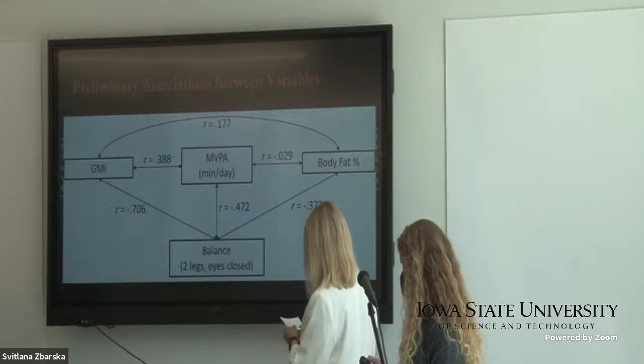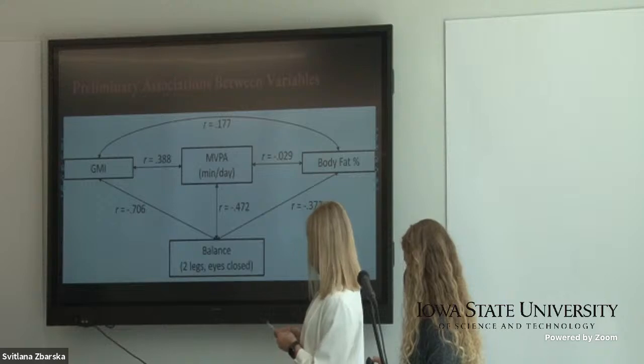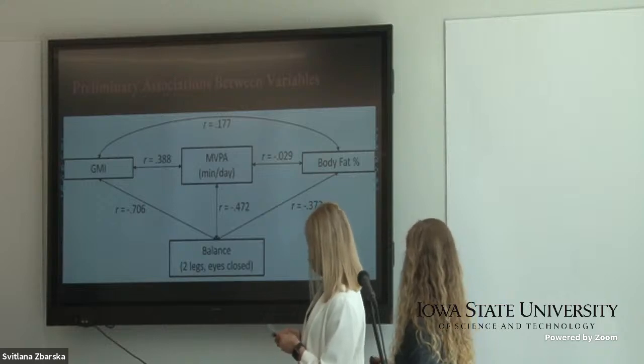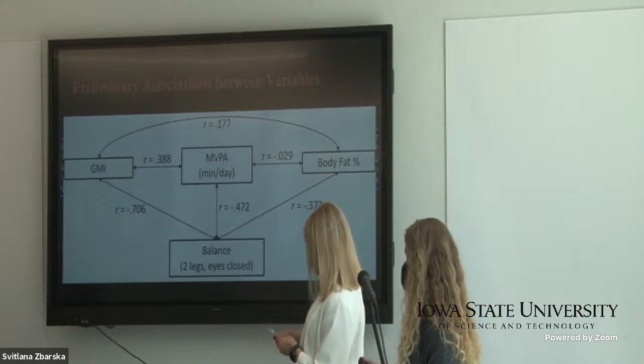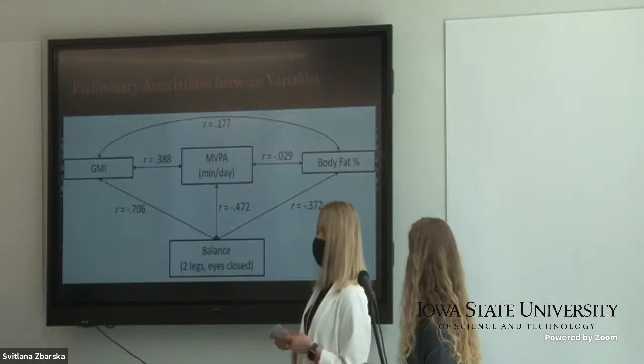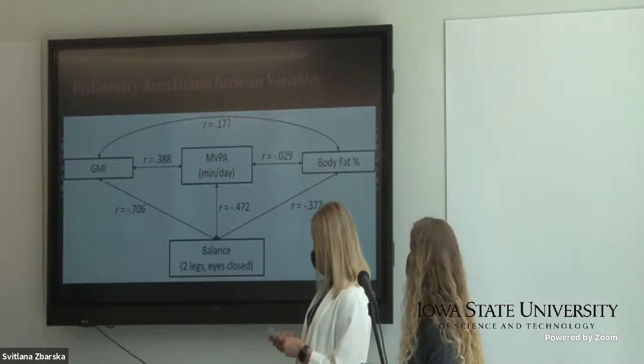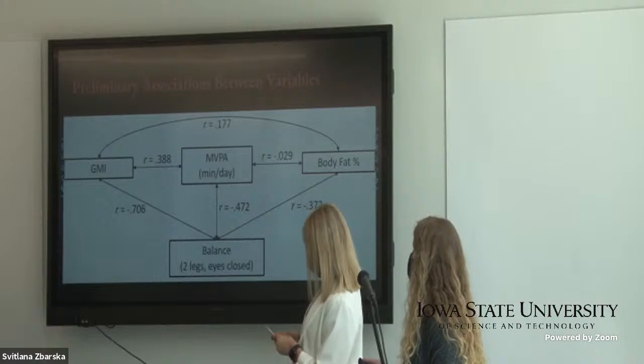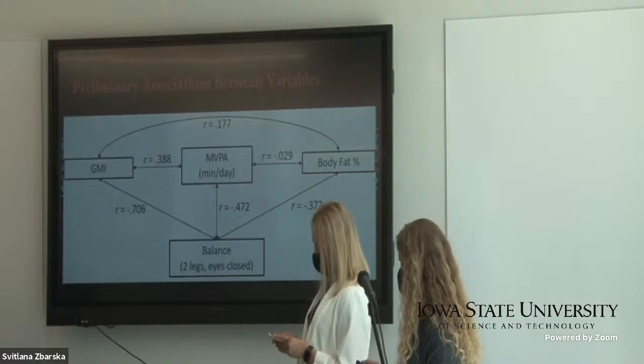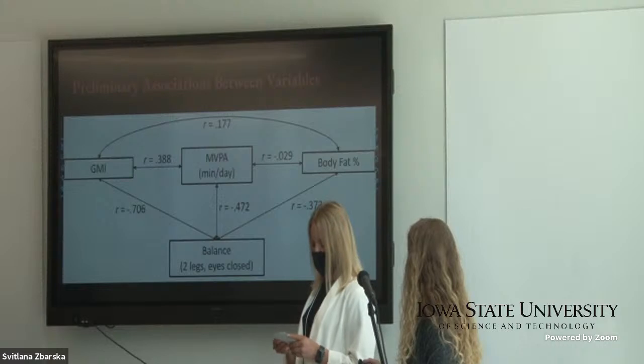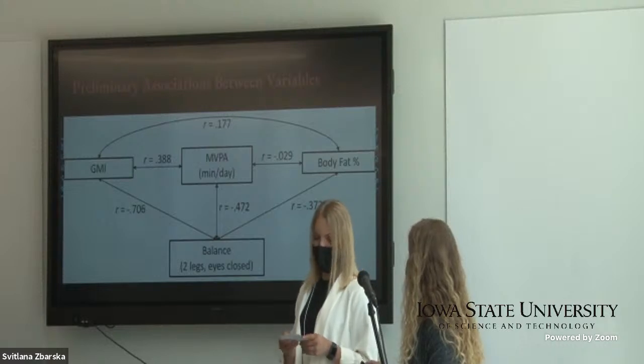So when looking at the chart, we do see that there are moderate to strong relationships between balance and both motor skills and physical activity. And both of these relationships are negative. The largest of which is between gross motor skills and balance. And this shows that more instability is associated with poor motor skills and less physical activity.